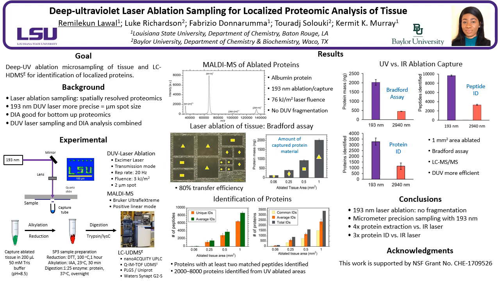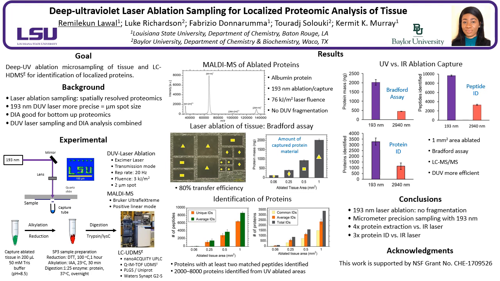In this poster, I'll be talking about the work we've been doing using a deep ultraviolet laser to ablate tissue sections for localized proteomic analysis. And the goal of this work was to develop a method that we can use to precisely remove small regions of interest in a tissue section for offline characterization of these biomolecules using mass spectrometry. And this is highly crucial in achieving spatially resolved proteomics.